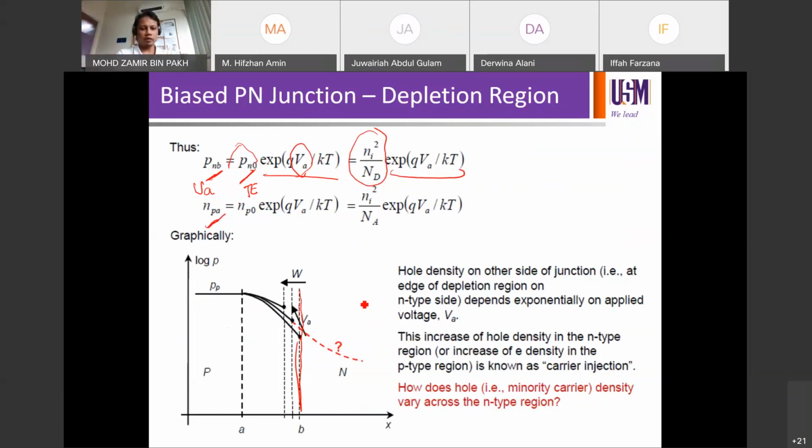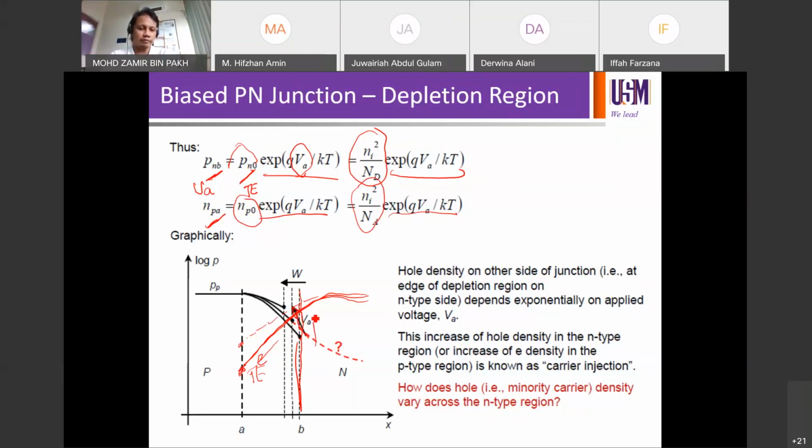If you want to plot another sketch, something like that, from the other side, coming down from the N side to the P side, you're going to look at NPA. So that means, take this as the earlier condition in thermal equilibrium. You should expect the profile to be higher when the bias is applied. Okay, and that is given by NP naught times exponential QVA over KT. NP naught is the thermal equilibrium condition as well. And you can use NP naught equal to Ni squared over Na times exponential QVA over KT as well.